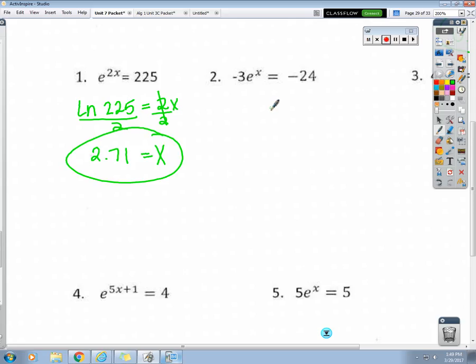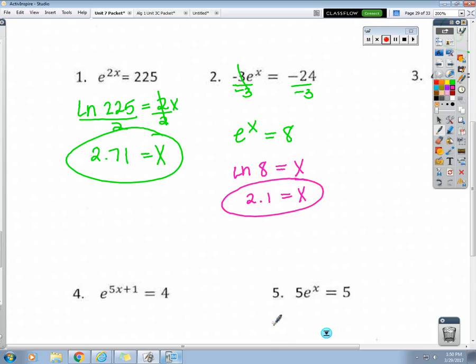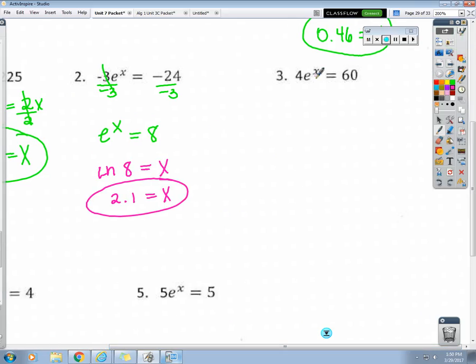Number 2. The first thing you should do is divide by negative 3 on both sides and get e to the x equals 8. Then you rewrite it as a logarithm, and since it's base e, it's natural log. And then you just evaluate that. ln of 8 equals 2.1. For number 3, the first thing you would do is divide by 4 on both sides and get e to the x equals 15. Now I'm going to rewrite that into log form, but since it's base e, it's a natural log, so natural log of 15 equals x. And then to find out what x equals, you just type that in, 2.7.